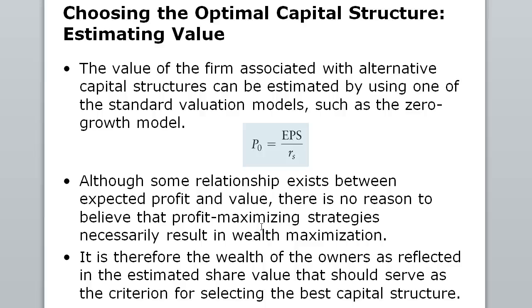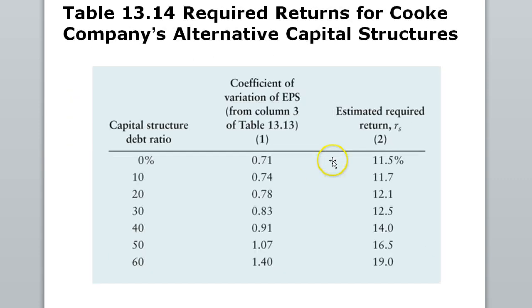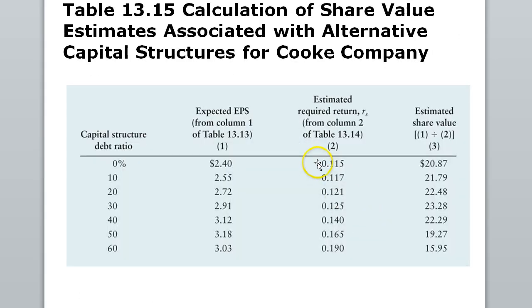So therefore, the wealth of an owner is reflected in the estimated share value, which should serve as the criteria for selecting the best capital structure. That's why we take earnings per share in relationship to the weighted average required return to get the stock price. We divide the earnings per share by the estimated return from this table, and we can get the estimated stock price per share.